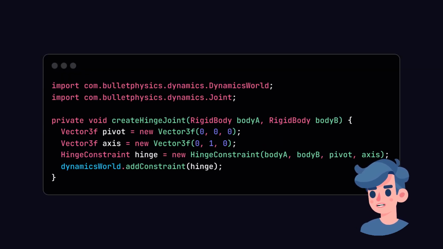Another interesting feature of physics engines is the ability to create joints between objects. This allows you to link two objects in a way that mimics real-world constraints. For example, let's create a hinge joint between our ball and a static object.